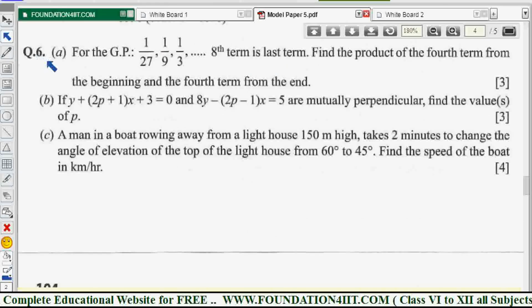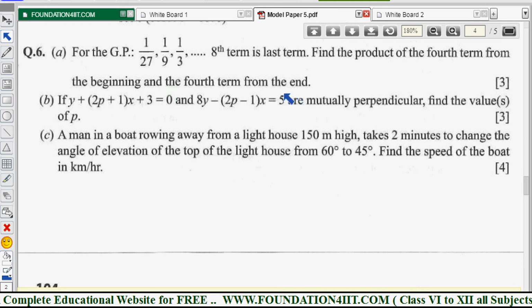In question number 6, the first one is from geometric progression. The question is 1 by 27, 1 by 9, 1 by 3, and so on. The 8th term is the last term, that means the total number of terms is 8. Now the question is to find the product of the 4th term from the beginning and the 4th term from the end. We should find the product of both numbers.